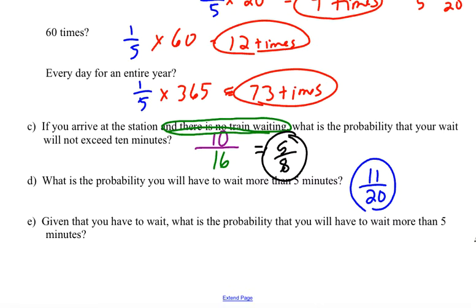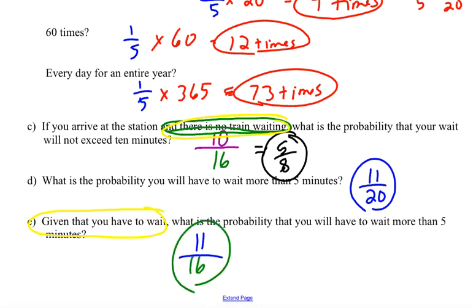Given that you have to wait, what's the probability you have to wait more than 5 minutes? And the only thing you're changing here, hopefully you picked up on this, is the denominator. Given that you have to wait, it should have changed to 11 out of 16. The 11 is the same as in D, but this time my denominator is 16. I'm only considering the green section where I have to wait, not the whole section.